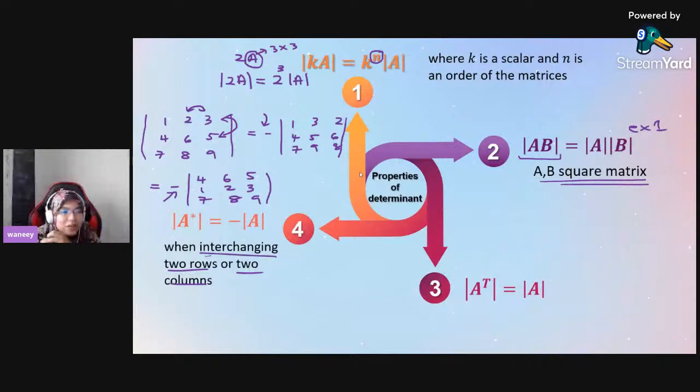And then for next week, we are going to do 4.3, which is inverse matrix, and then 4.4, which is solving system linear equation with 3 variable.